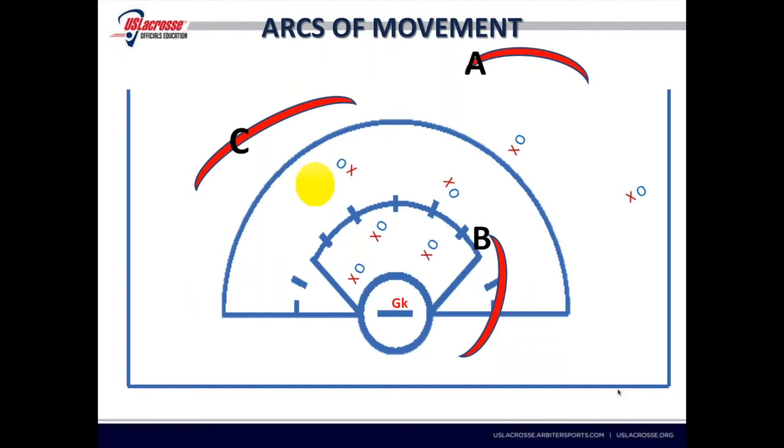Note in this position, C will cover free space to goal. A is off ball, while the B lead is on a high tangent. So they're all in relative position to the ball. Now, A will cover free space to goal. C is off ball, while B is in a low tangent.